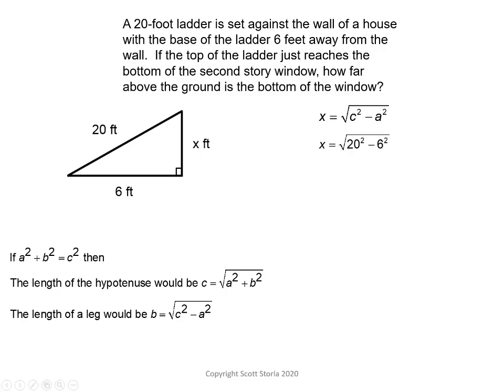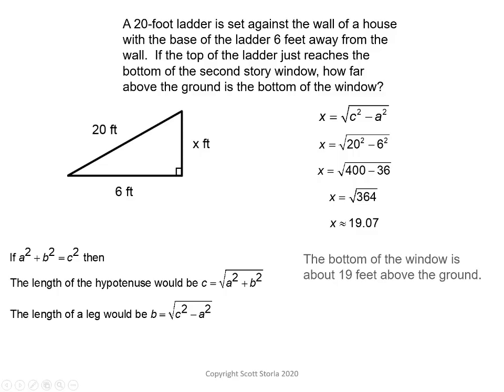I then simplify using the order of operations. This will be 400 minus 36. That'll turn out to be the square root of 364. And I'm going to use a calculator and find that that's pretty close to 19 feet. And so from the ground to the bottom of the window is about 19 feet.